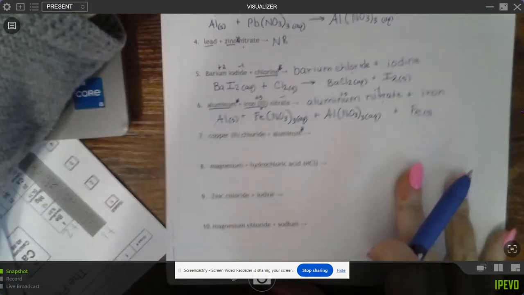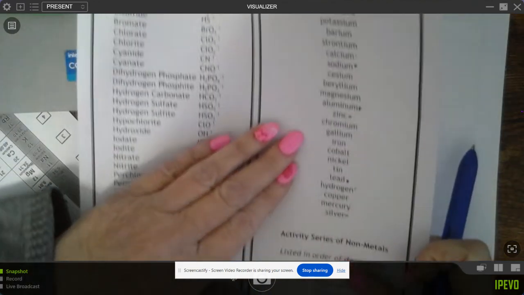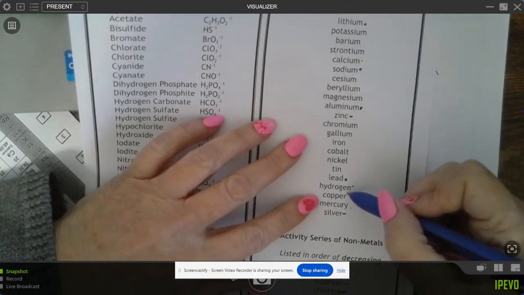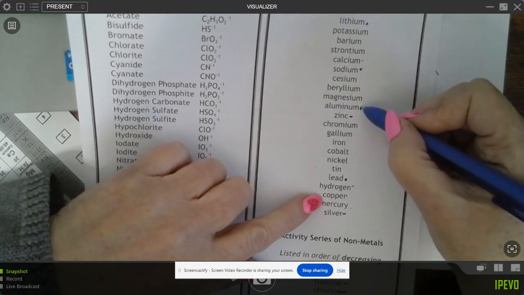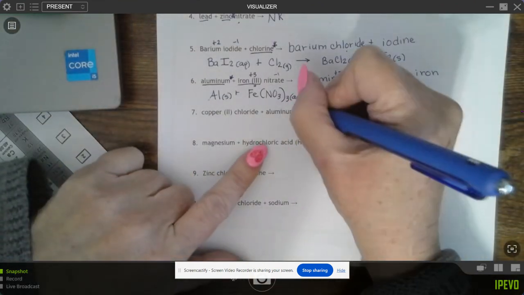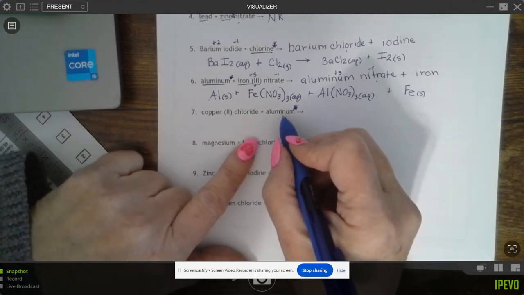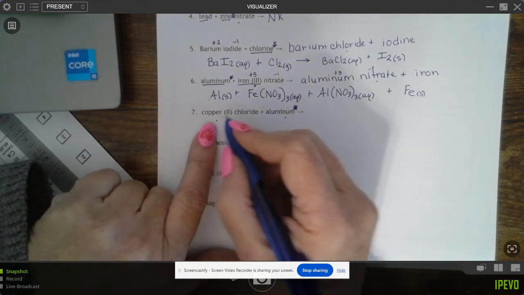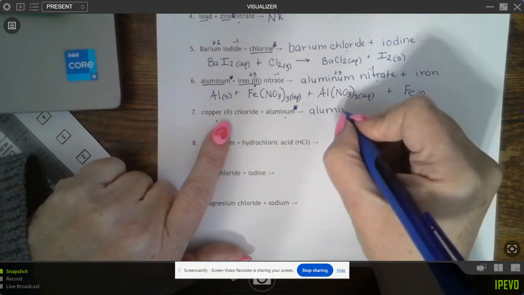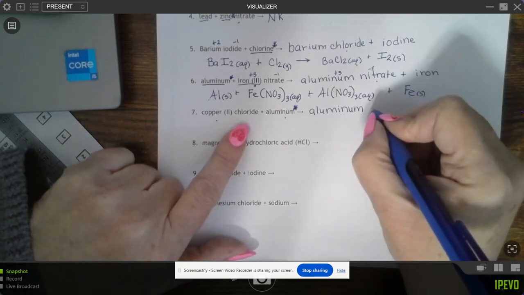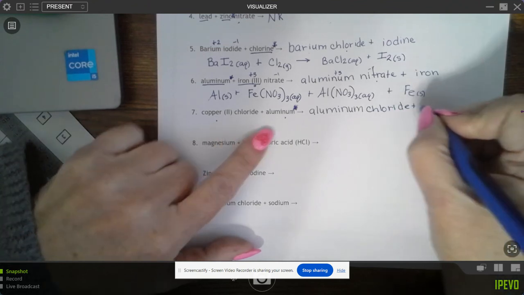Number 7, copper chloride plus aluminum. So copper is all the way down here towards the bottom, and aluminum is up here. So aluminum is higher up. So aluminum gets the star. Aluminum wants to be in the compound, so aluminum is going to kick copper to the curb. We're going to end up with aluminum chloride plus copper.